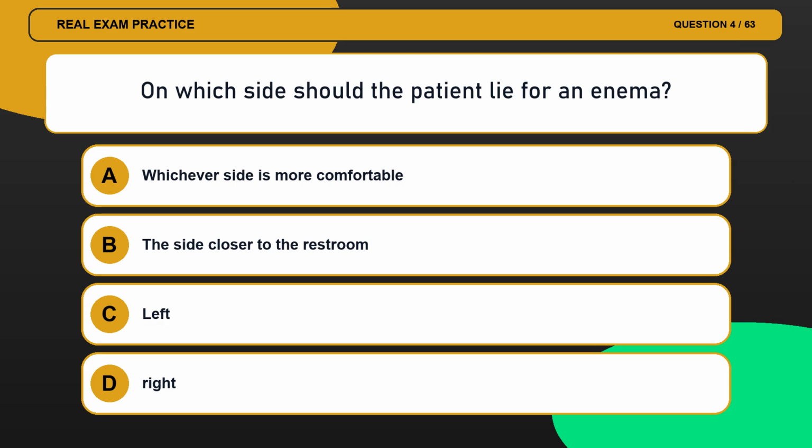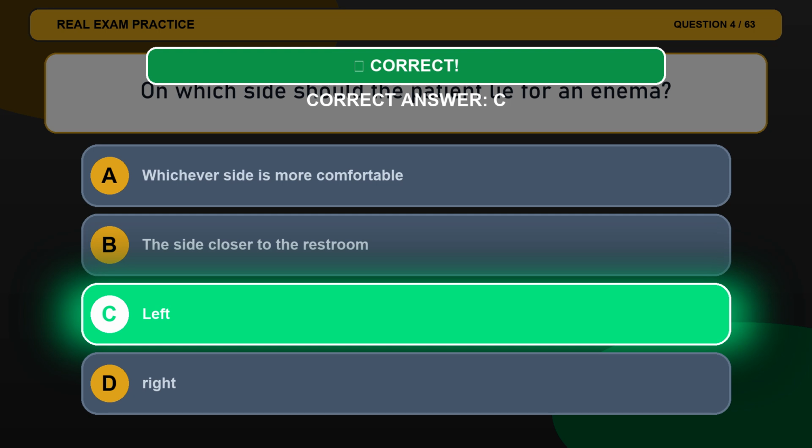Question 4. On which side should the patient lie for an enema? Option A, whichever side is more comfortable. Option B, the side closer to the restroom. Option C, left. Option D, right. The correct answer is option C, left.